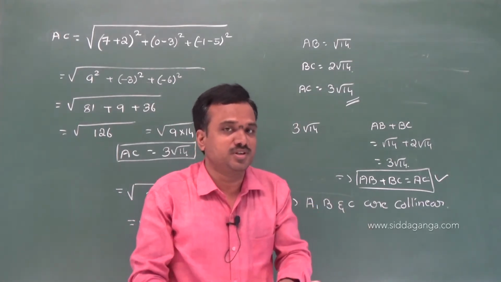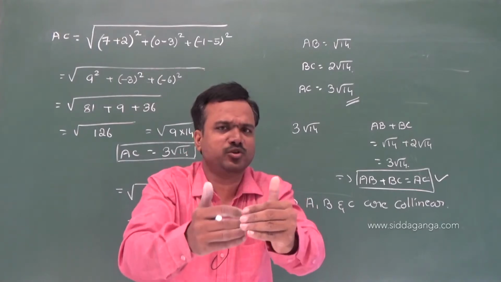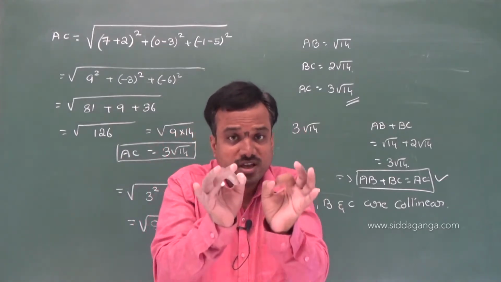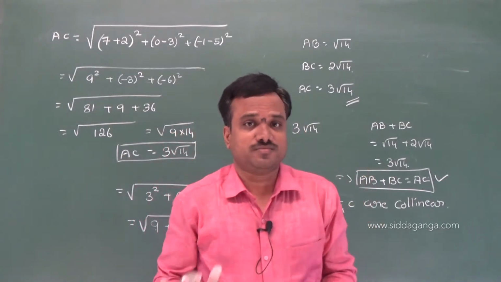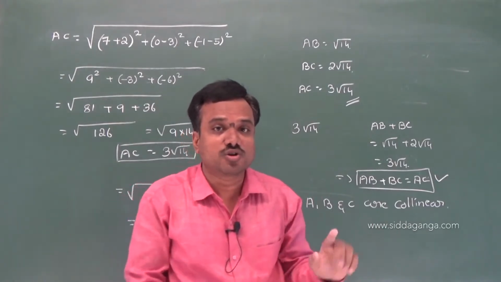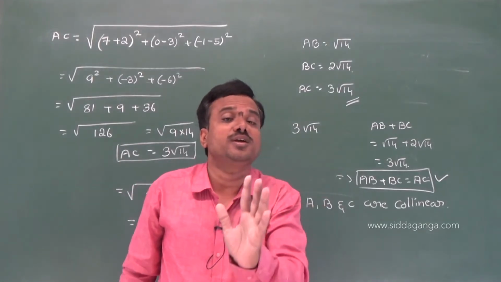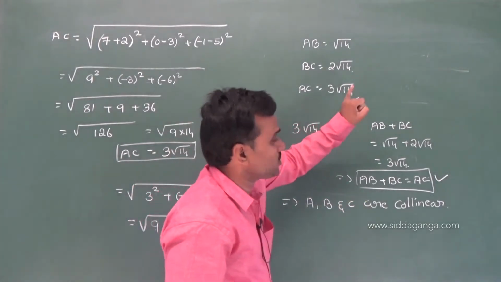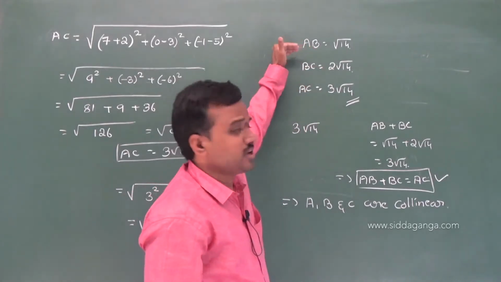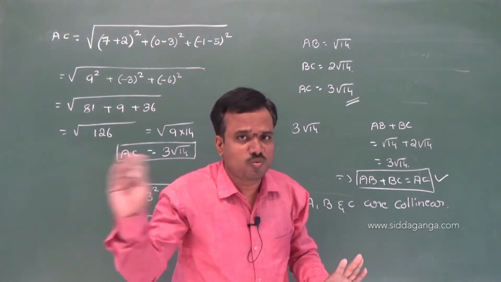This is a very important concept. To prove collinear, first we find 3 distances, distance from A to B, distance from B to C and distance from A to C. Among 3 distances, we observe which value is highest. That value should be equal to sum of other 2 values. If that condition satisfies, we say that given 3 points are collinear. Here AC is 3 root 14, that is the highest value. It is equal to sum of AB plus BC, hence A, B and C are collinear. Understand? We solve one more problem.